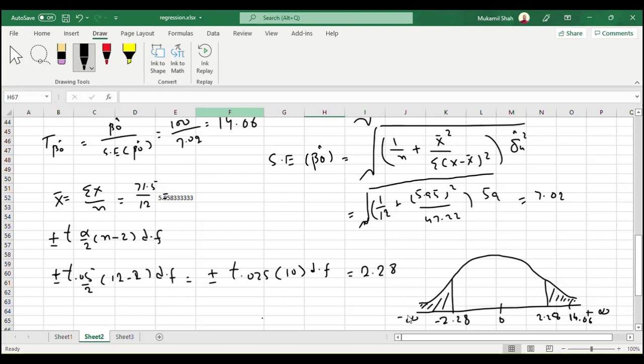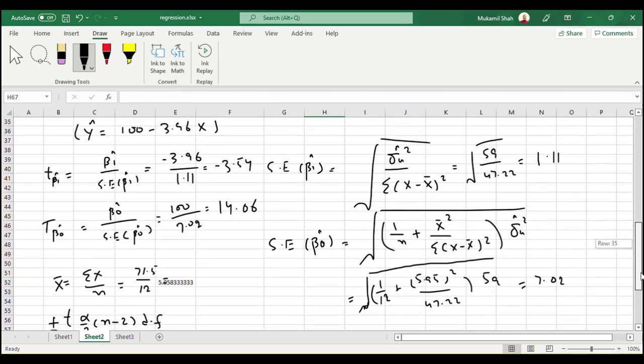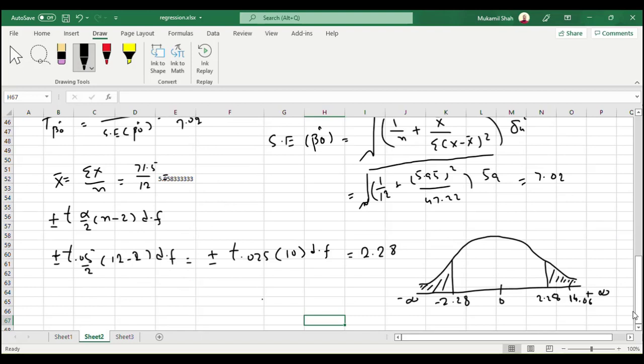And similarly, you can see this is minus 3.54. It also falls in the rejection region. So again, we reject the null hypothesis for the slope as well, and we conclude that yes, the slope is also statistically significant.